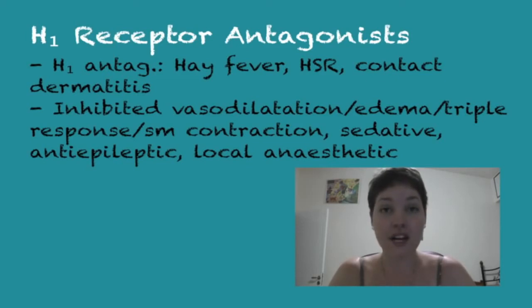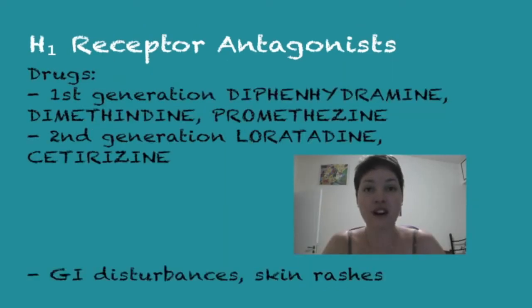Their effects are inhibiting vasodilation, inhibiting edema, inhibiting the triple response of Lewis, and inhibiting smooth muscle contraction. They have atropine-like effects, so therefore they're sedatives and antiepileptics. In a high concentration, they can be used as local anesthetics. The drugs are divided up into first generation and second generation. The first generation drugs have a sedative effect. The second generation drugs do not.